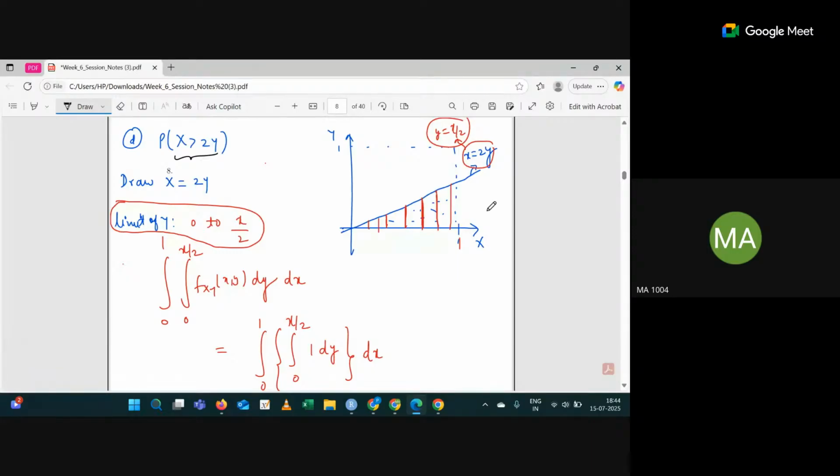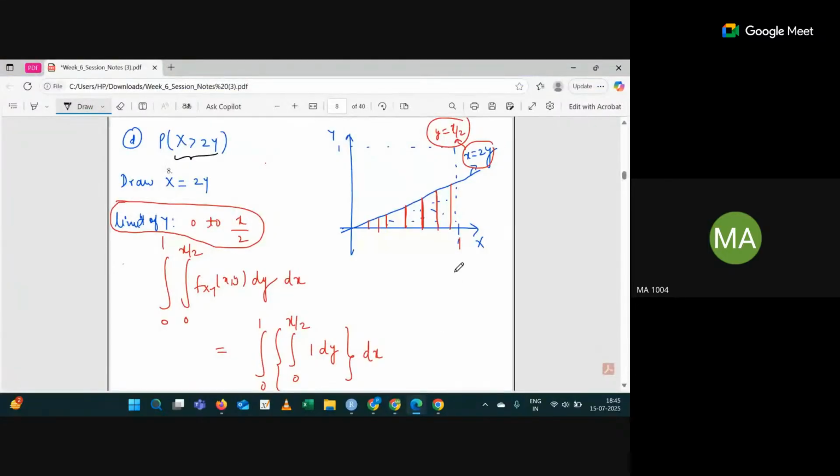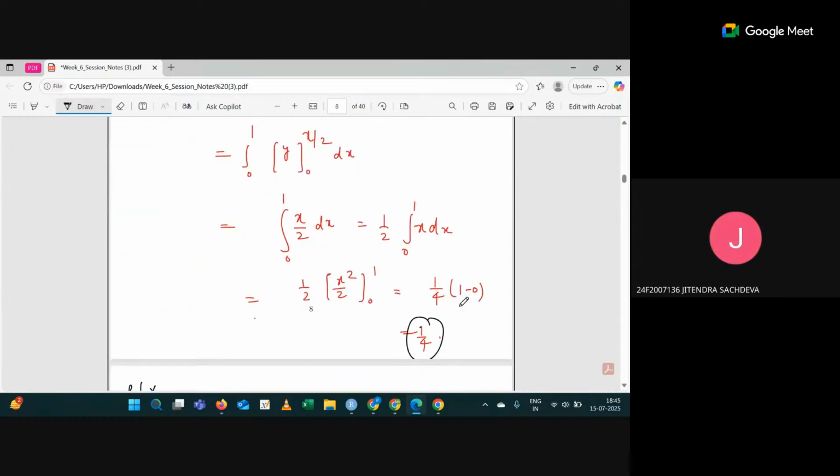Are you getting my hint? What I'm trying to say? Yeah. Okay. So why are you saying y would go from 0 to half only, right? I'm not giving you a clear answer. I'm just saying, just think a bit. So what I would suggest, just think a bit, solve this, and let me know whether you are getting 1/4 or not. Okay. Sure.